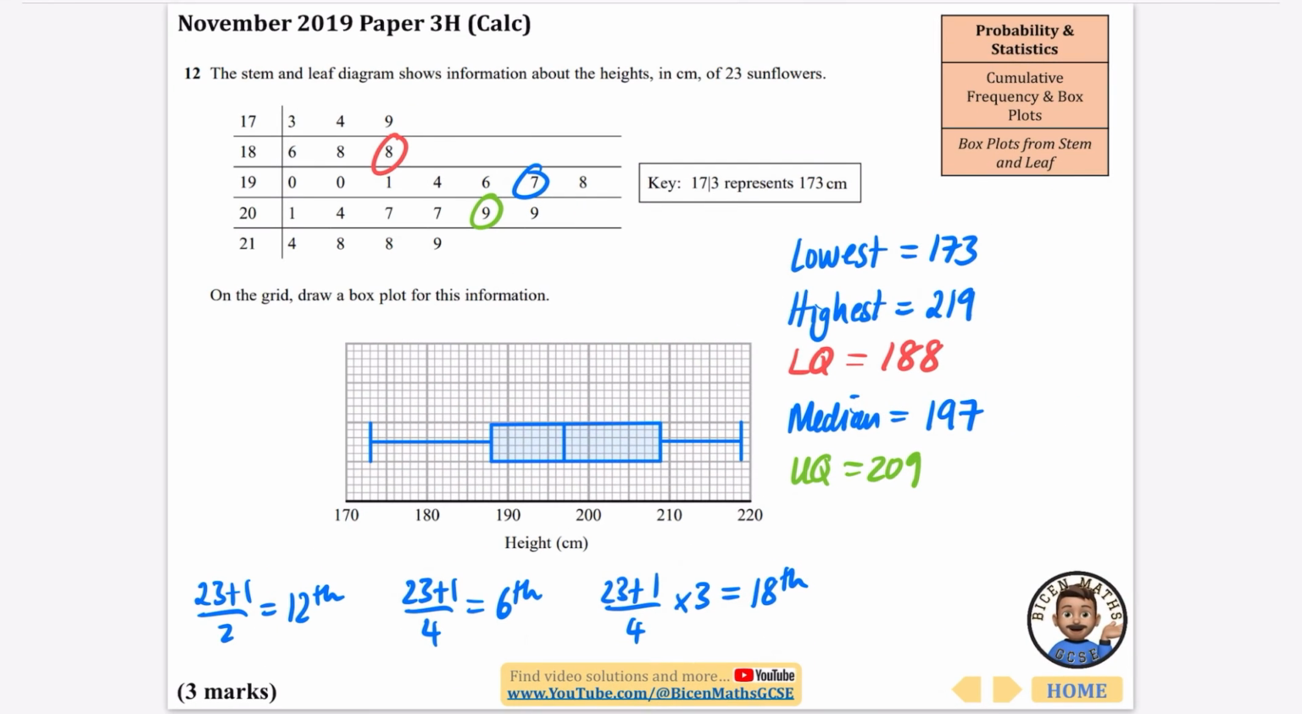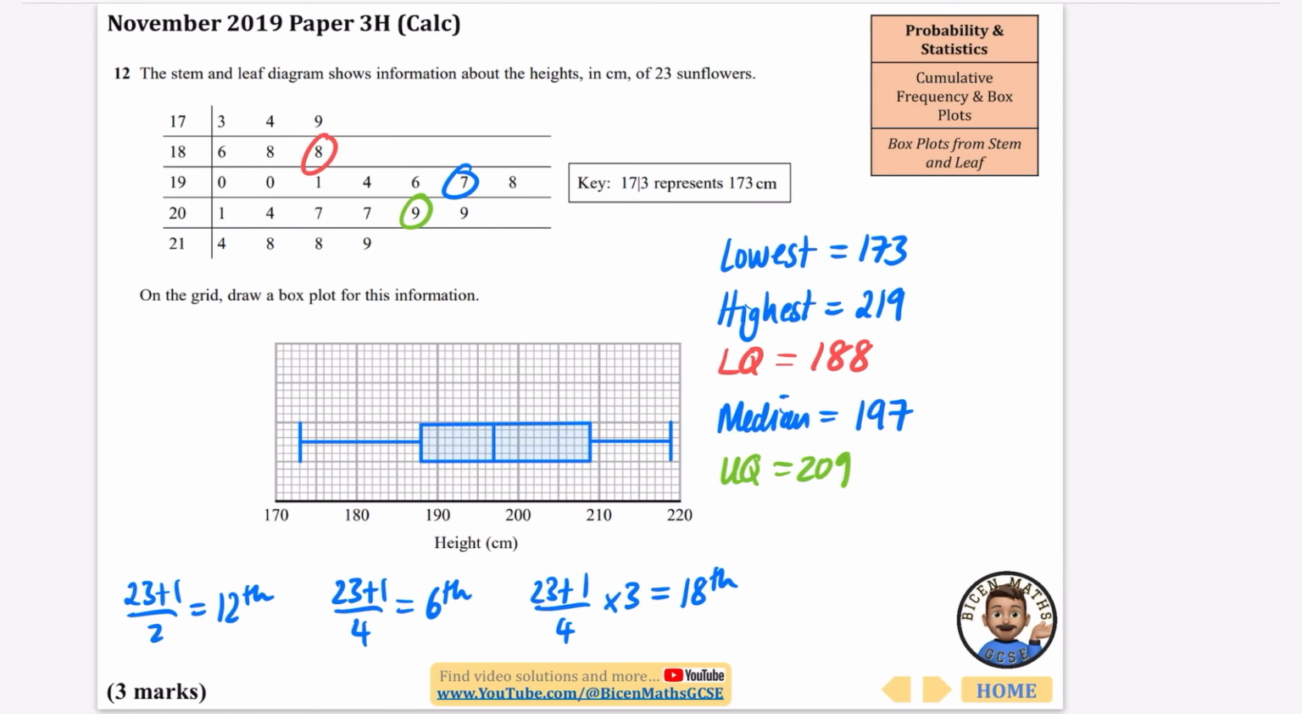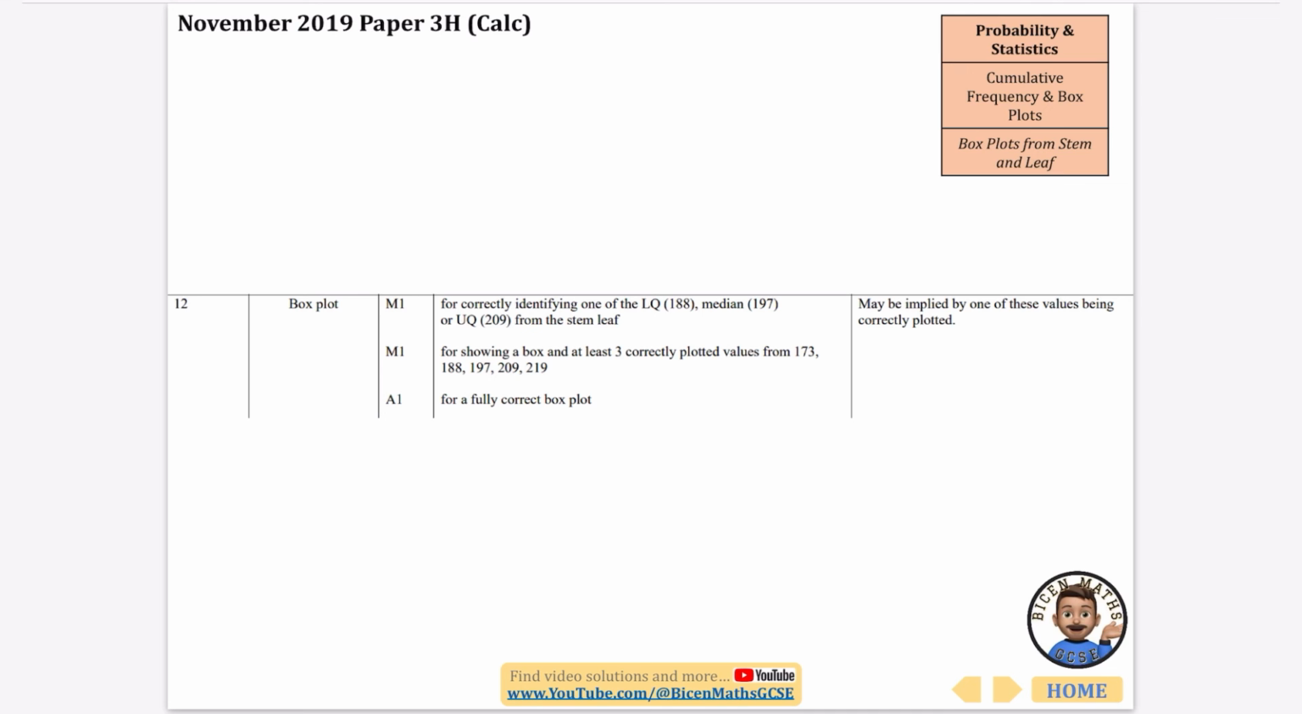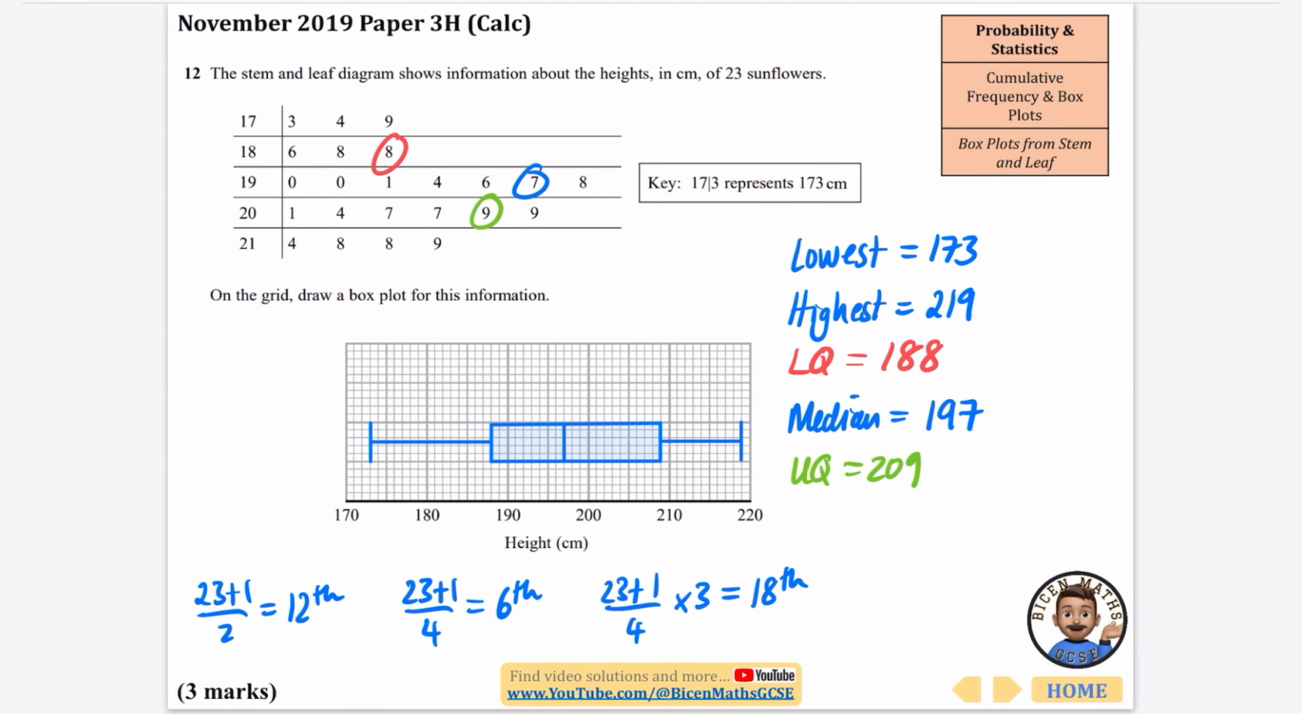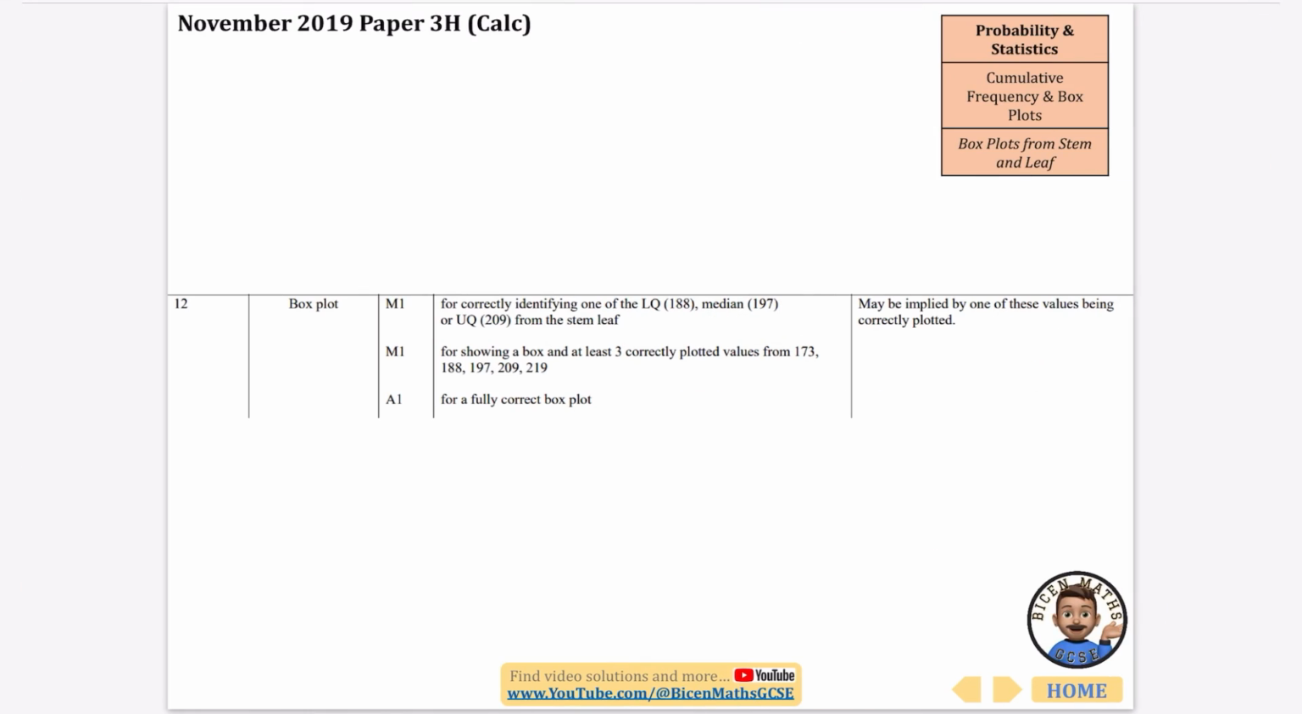Well, not box and whisker diagram, that's what we used to call it years ago. A box plot that we've got here, and that's for 3 marks. So we'll just double check and see we've got the right values. We've got the lower quartile was 188, the median was 197, the upper quartile was 209, perfect. And then we did have our lowest and upper values, and that's our box plot done.